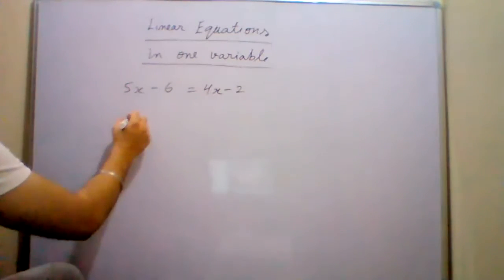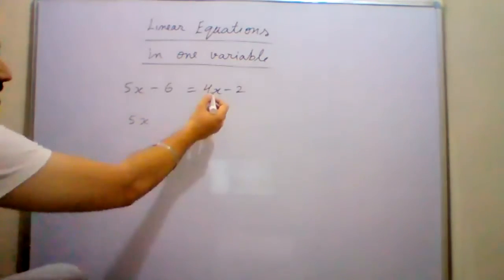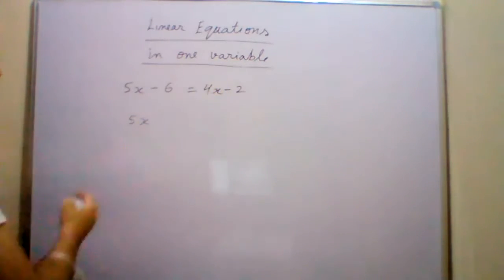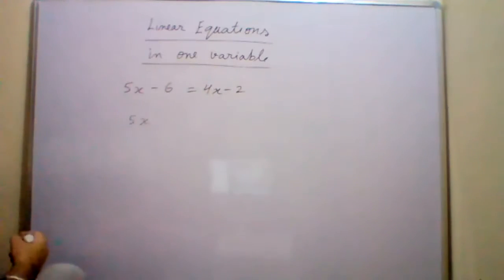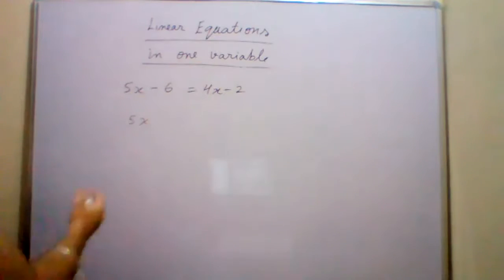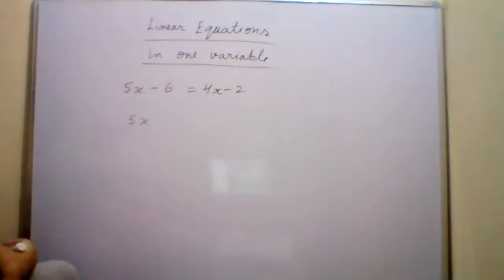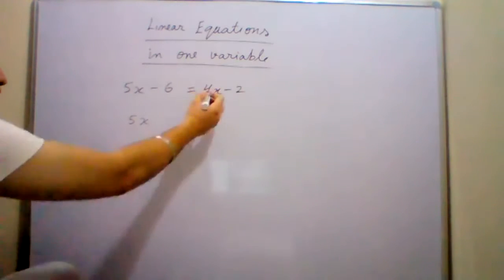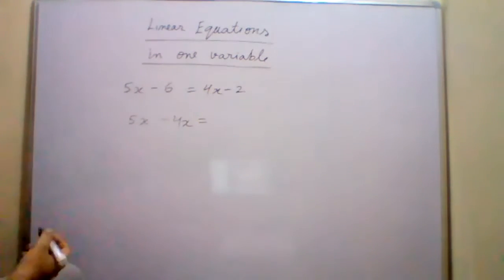How can you do this? 5x is already there in the LHS. Now this 4x has x in it, so you want to take it to the LHS. But when you take this 4x to the LHS, it will become minus 4x. The sign will be changed. This is plus 4x, so it will become minus 4x. This is the rule you have to follow.